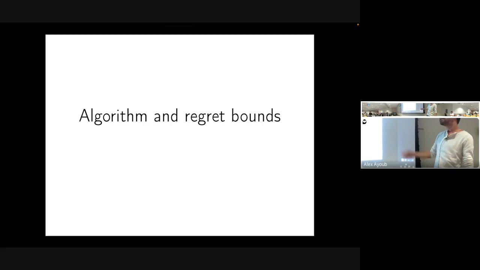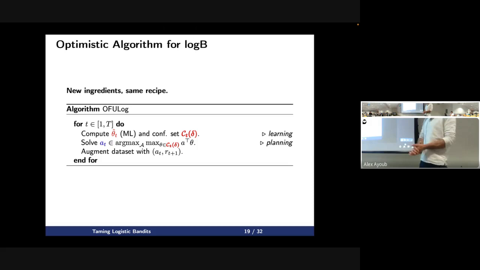So what about the algorithm? The algorithm is super simple. At each round, you compute your maximum likelihood estimate and the confidence set, you play an optimistic action, receive a reward, augment the data set, and so on and so forth. There is no warm-up, there is nothing. So this is a really pure algorithm that we need.